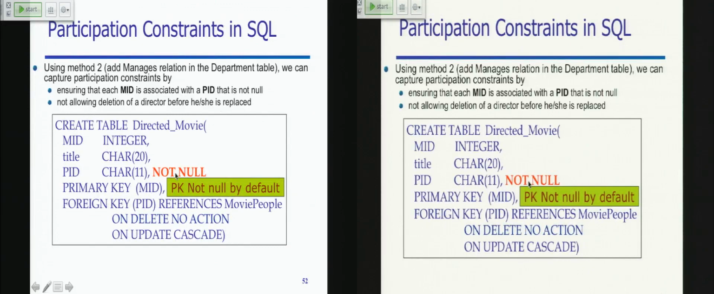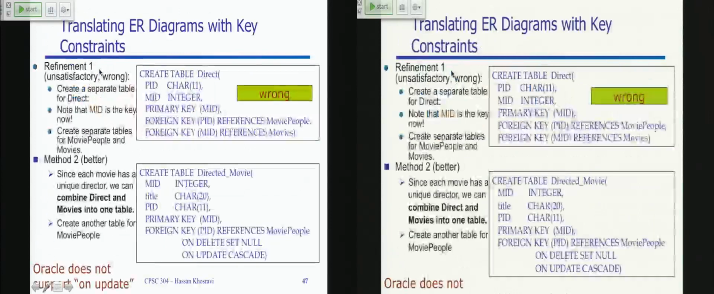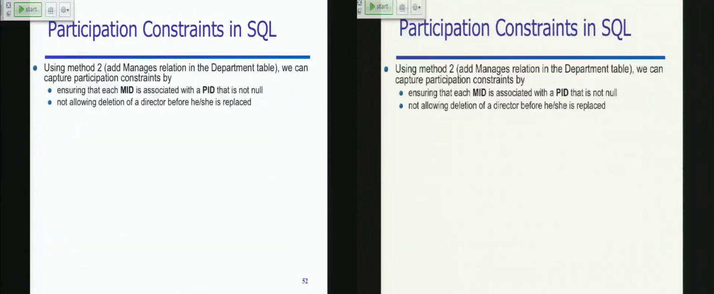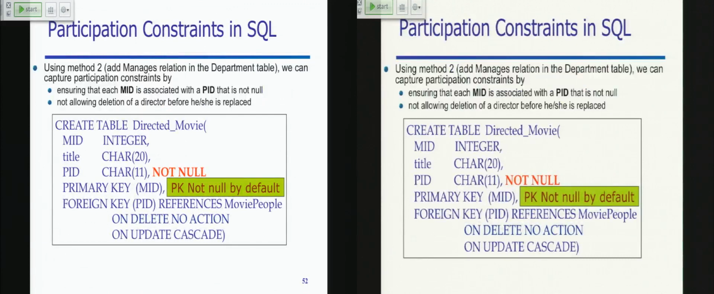So this is going to be an easy fix. If there's something that I want it to be fully participating, I can add that not null there, and that would get rid of the problem. Note that here I'm saying that using methods 2, here we had two different methods, and if I'm using this method, it's an easy fix because I can just add a not null. It's not as easy if I'm going with this method. Any questions?